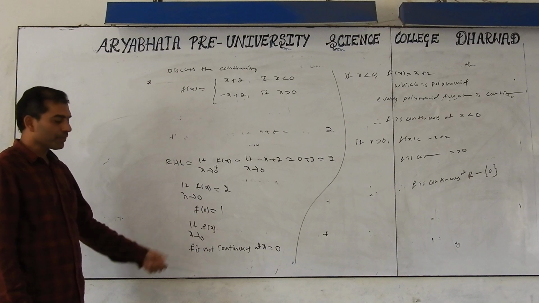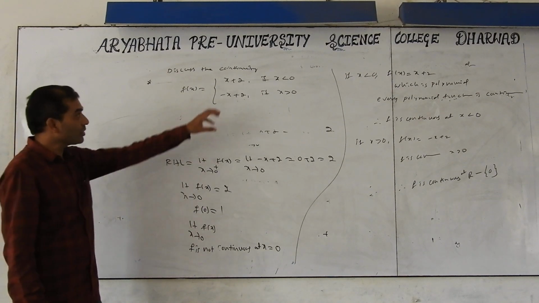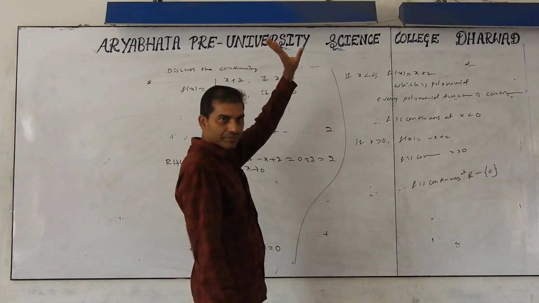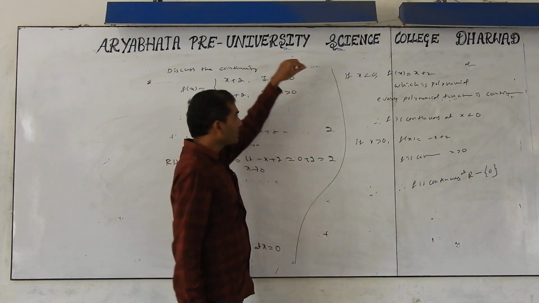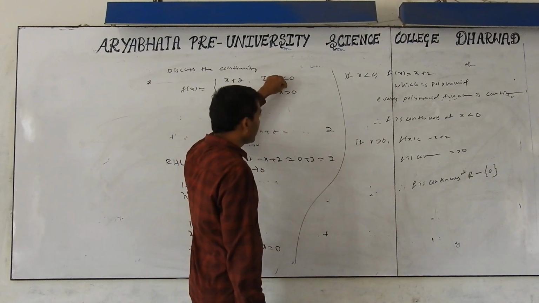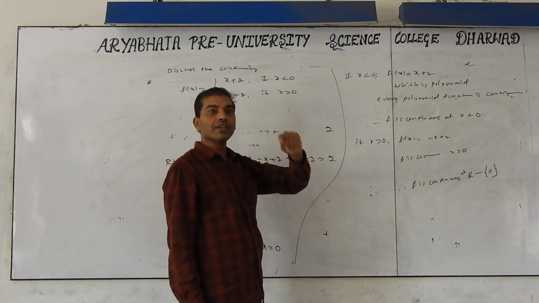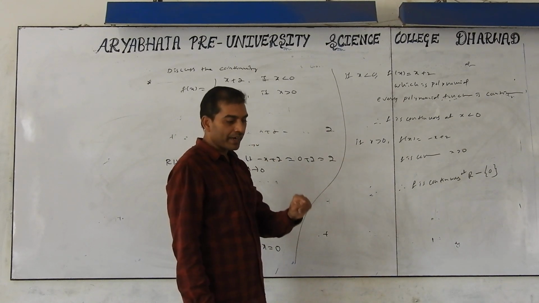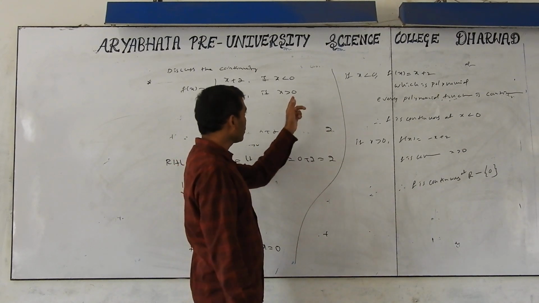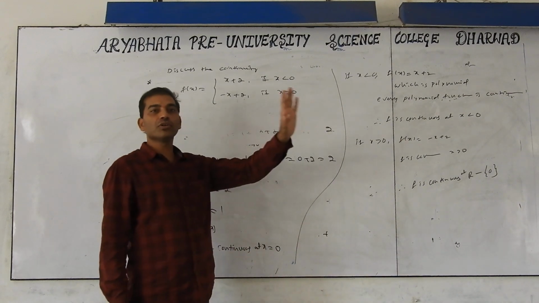At 0, what is the function value? Don't know. So 0 is not there in the domain. When the function value at 0 is not given, don't find the function value at that point. You find other than that. Not 0, below 0 and above 0 only you should find.